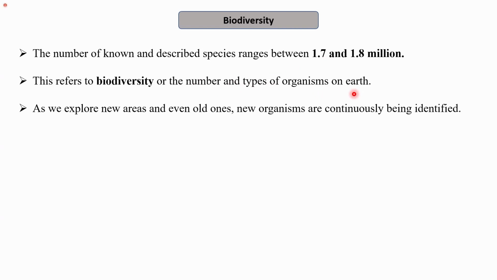And as we explore new areas, and even if we explore the older ones, new organisms are continuously being identified and are being continuously added into this list. So we know that till now approximately 1.7 to 1.8 million organisms have been identified, but there are much more to be discovered yet, which have not been identified and are continuously being identified as we explore the new areas or as we explore the older ones also.